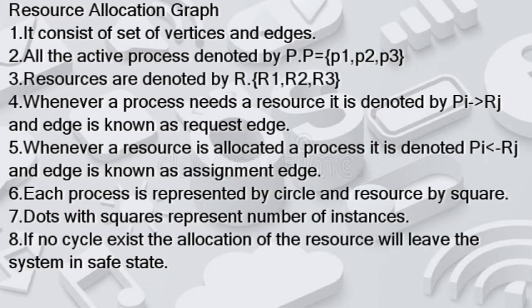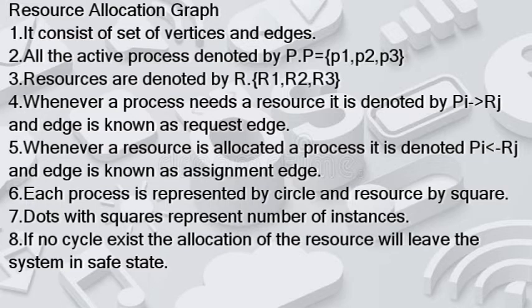So basically the first one is the resource allocation graph algorithm. It consists of vertices and edges. All the active processes are denoted by P, like P1, P2, P3, P4 and so on. Resources are denoted by R1, R2, R3. Whenever a process needs a resource, it is denoted by Pi to Rj, and the edge is known as a request edge. Whenever a resource is allocated, it is denoted by Rj to Pi, and the edge is known as an assignment edge.